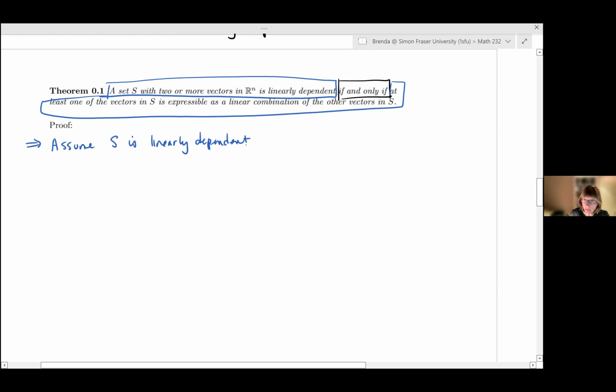Okay, that's the first statement. We've assumed the set is linearly dependent. Now we're going to show that means that one vector can be expressed as a linear combination of the other two. Okay, so we assume that S is linearly dependent.